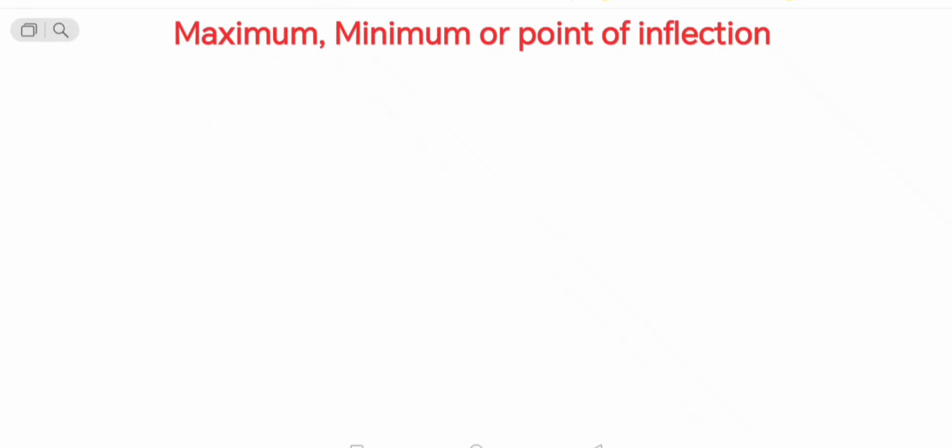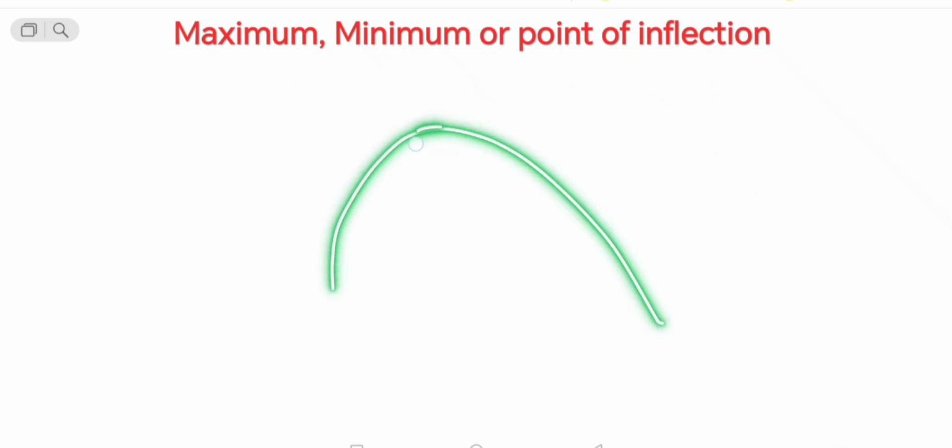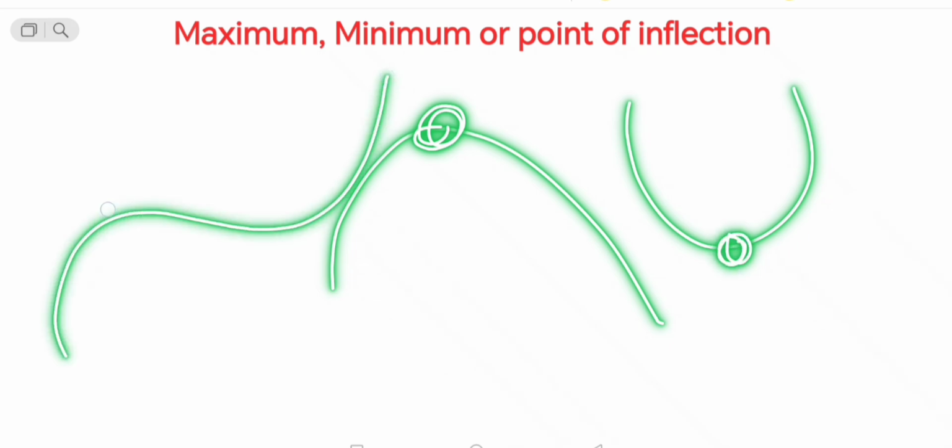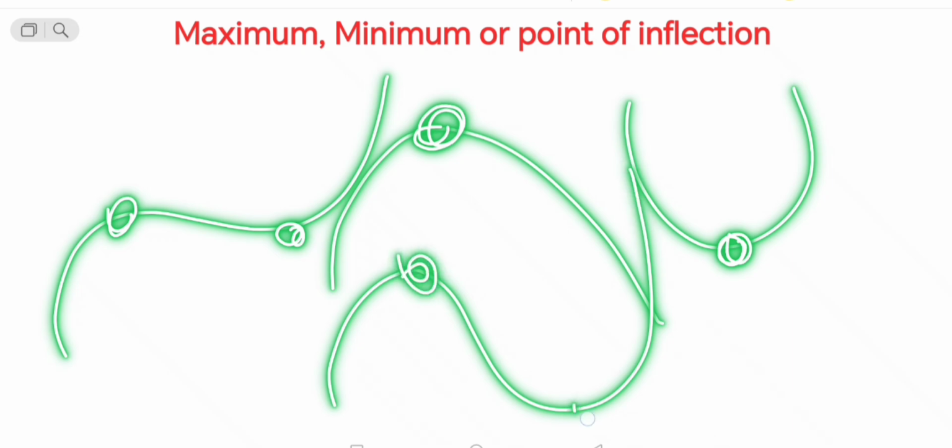Today we are going to learn whether a stationary point is a maximum point, minimum point, or point of inflection. If the graph is given, for example, like this, we can know this is a maximum point. If the graph is like that, we can know this is a minimum point. Or if the graph is like that, we can understand this is a maximum point, and this is a minimum point.